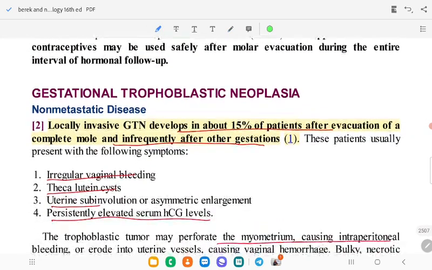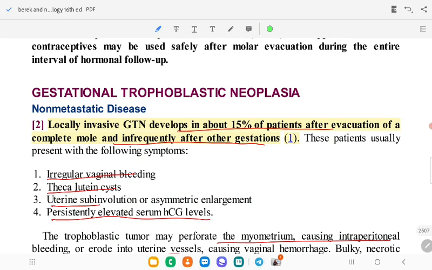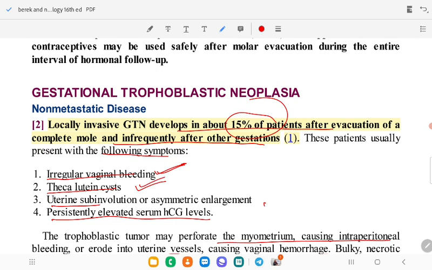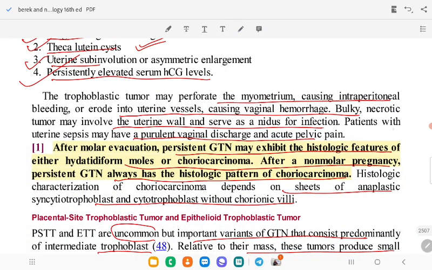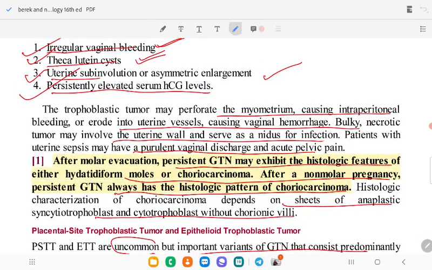Then GTN: non-metastatic disease and metastatic disease. Non-metastatic disease develops in about 15% of patients after evacuation of a complete mole, and infrequently after other gestations. These patients usually present with the following: about 50% irregular vaginal bleeding, theca lutein cysts, persistently elevated beta hCG, uterine subinvolution, and asymmetric enlargement. The trophoblastic tumor may perforate the myometrium, causing intraperitoneal bleeding, and erode into uterine vessels, causing vaginal hemorrhage. A bulky uterine tumor may involve the uterine wall and serve as a nidus for infection. Patients may present with sepsis, purulent vaginal discharge, or acute pelvic pain.